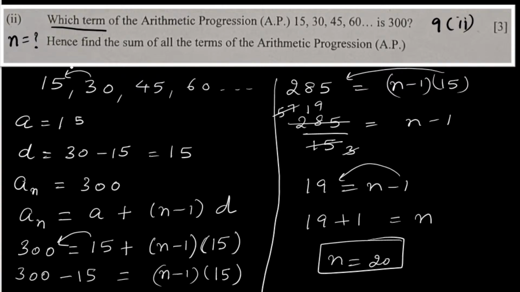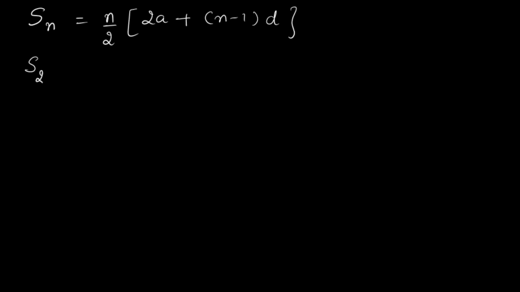Now we have to find the sum of all the terms of the AP. N we have found is 20, so that means we can find the sum of 20 terms by using SN's formula. SN is equals to N by 2 into 2A plus N minus 1 into D. So this is the formula of SN. So S20, because N's value is 20.